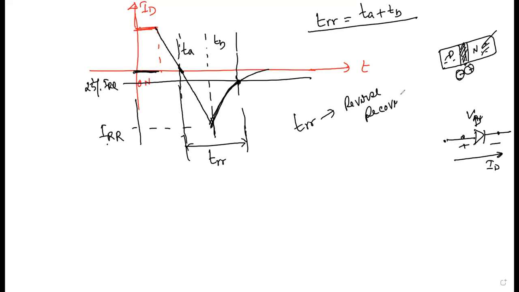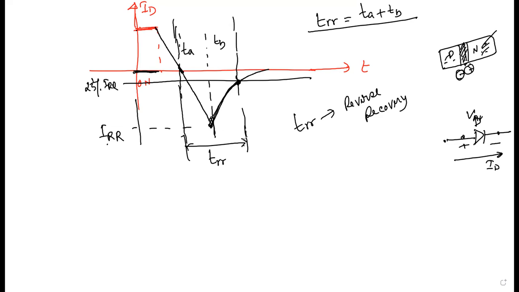Reverse recovery means the diode has gone to reverse current, negative current, and it recovers until this point. If it is 25%, we are happy and ready to apply the next pulse to turn your diode on. This is the time for your diode to recover. If you want to turn on the diode during this period, it will not turn on, never. You have to wait until this TRR time.